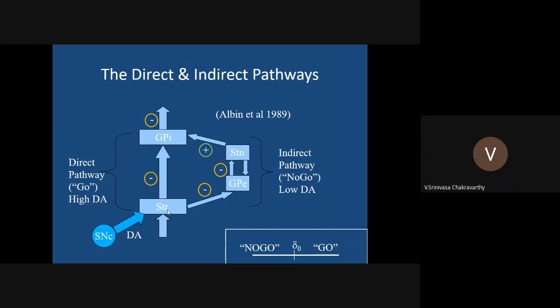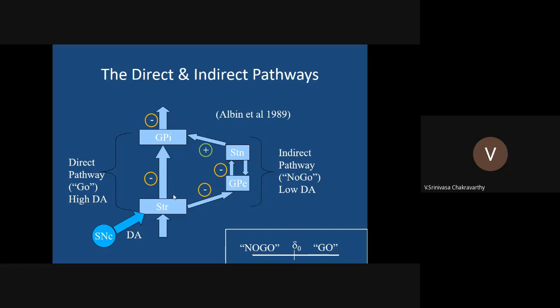At high dopamine level, signal goes straight along the direct pathway. At low dopamine level, signal takes a reroute, like a detour, and goes along the indirect pathway. Therefore, the direct pathway is also called the go pathway, because when you activate the direct pathway, the movement gets facilitated. You get to go. Similarly, when you activate the indirect pathway, the movement is inhibited. So it's also called the no-go pathway.